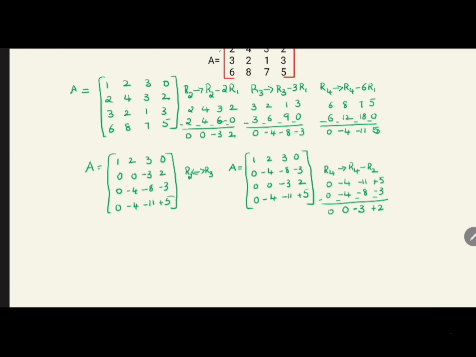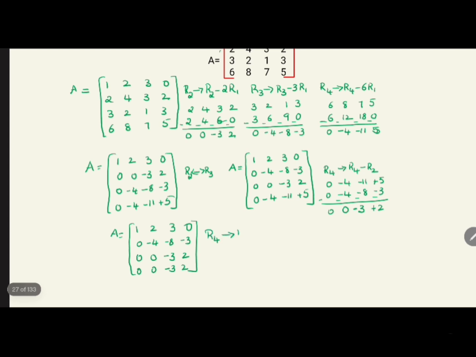Now, so I will replace this fourth row now. So what will be the matrix? A is equal to 1, 2, 3, 0, 0, minus 4, minus 8, minus 3, 0, 0, minus 3, 2, and the fourth row is 0, 0, minus 3, 2. Okay. Now if you observe carefully, the third row and fourth row are same. So I can subtract these two.